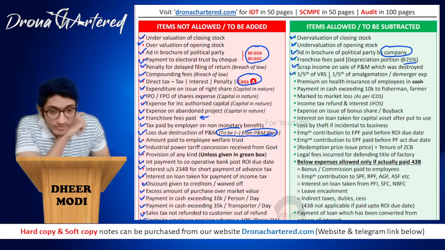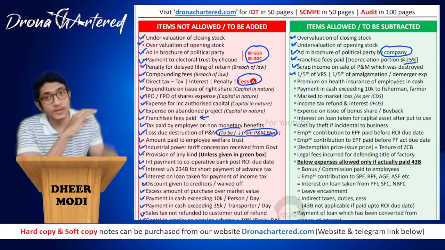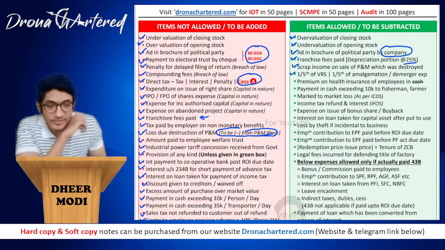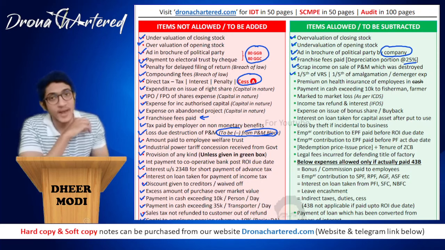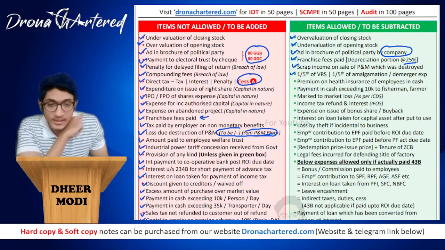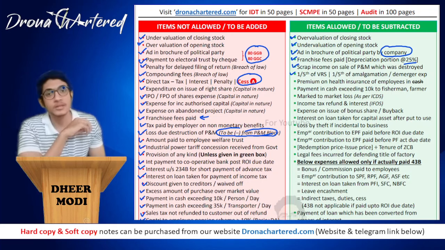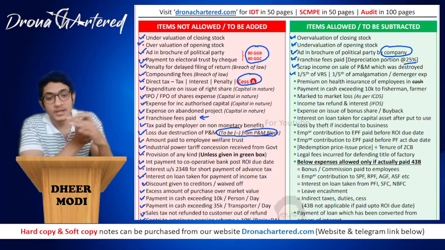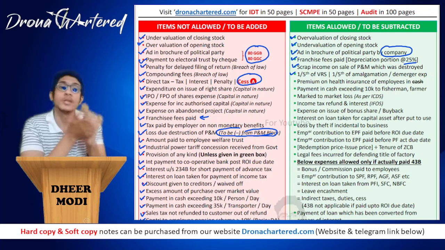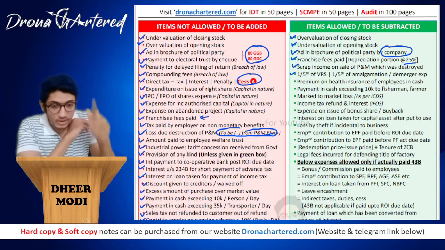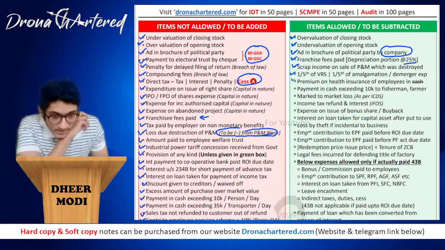Then next is your 1/5 of voluntary retirement scheme. I told you 1/5 is allowed, 4/5 is not allowed. Therefore, we added back 4/5 to the income in the red box. Any 1/5 of amalgamation or demerger expenses. So that means your VRS, your amalgamation, and your demerger expenses are given a deduction of only 1/5 each year for 5 years.